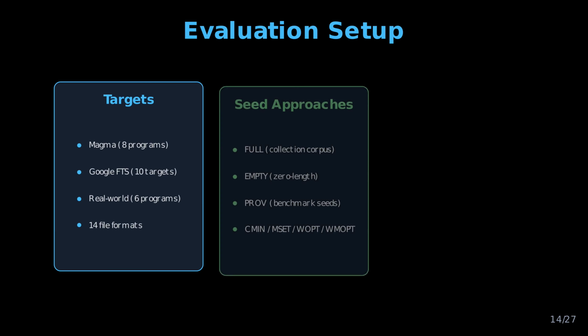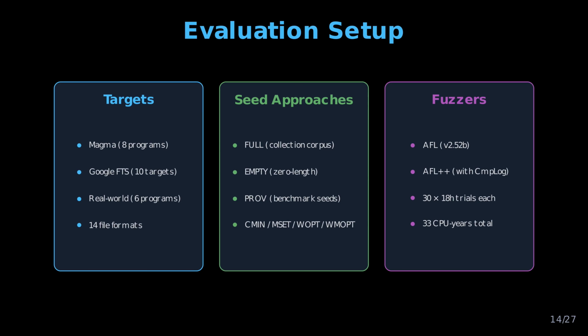The evaluation is impressively thorough. The authors test across 3 benchmark suites: Magma with 5 targets, the Google Fuzzer Test Suite with 10 targets, and 6 real-world open source programs. These span 14 different file formats, from images and audio to documents and regular expressions. They evaluate 6 seed selection approaches: the full unminimized collection corpus, an empty seed, a benchmark-provided seed, and 3 minimization tools: MinSet, AFL-cmin, and both Optimin variants.